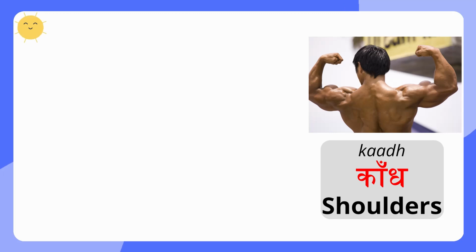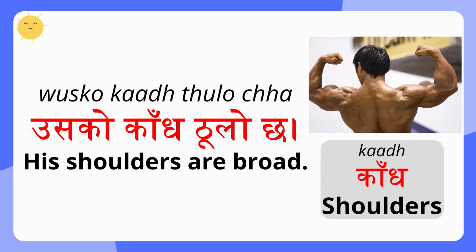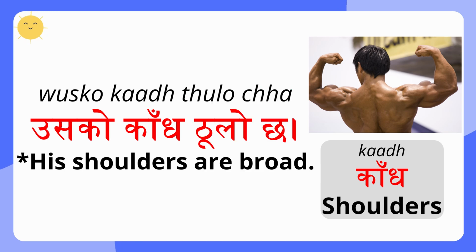Next part of the body is kath, which means shoulder. Usko kath ठुलो छ. Here, usko means his. We use usko for mid form, medium form for the younger one. Kath means shoulder, and ठुलो छ means are big. So his shoulders are big.